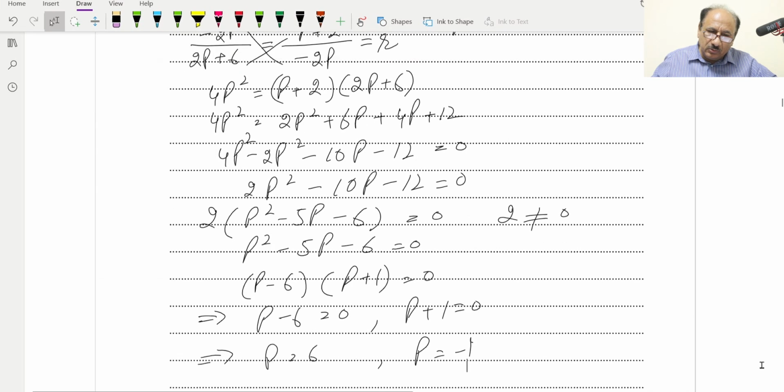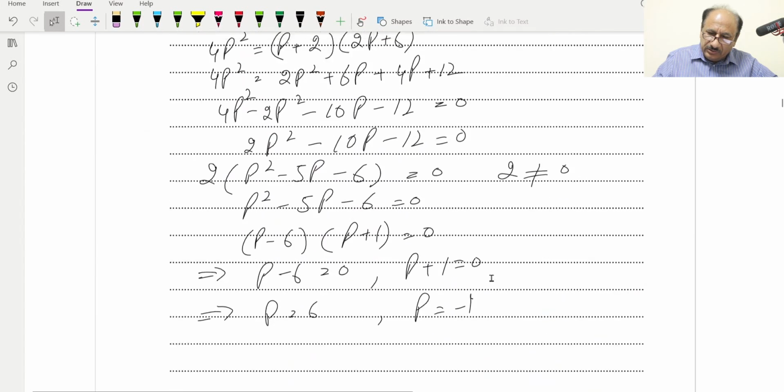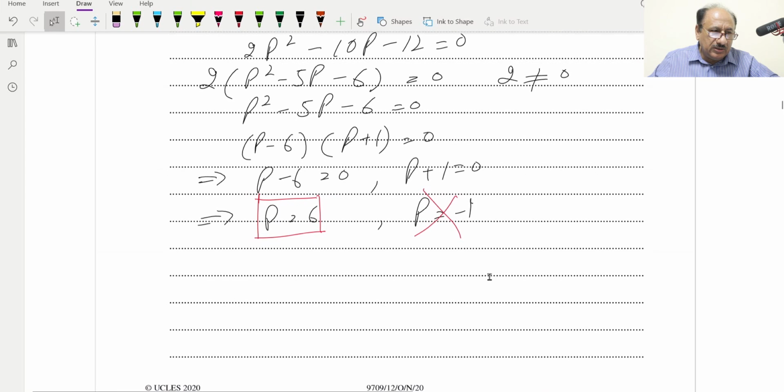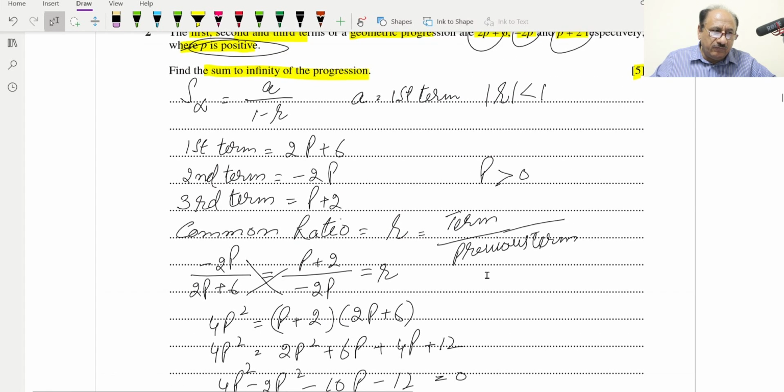And as in the question they have provided that p is a positive number, so here in the answer we are getting minus 1, so we can leave this value and our answer will be p is equal to 6. This will be our final answer for this question. Basically this is p, we have to find the term, so this is not the final answer, this p value will be replaced in the a value. We can find the a value.